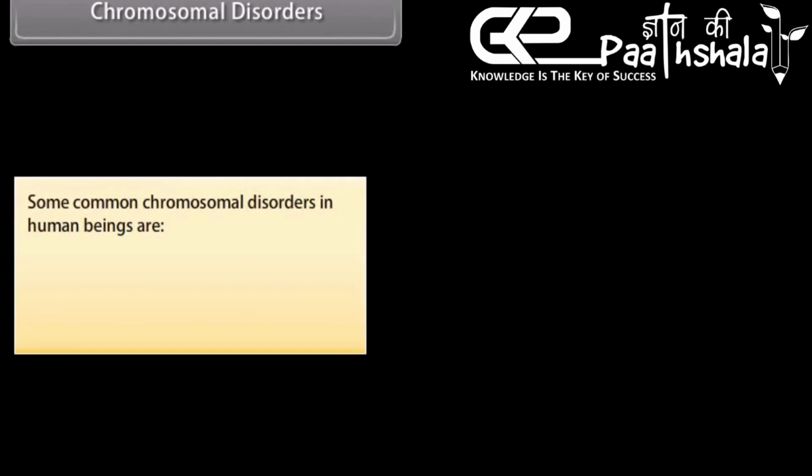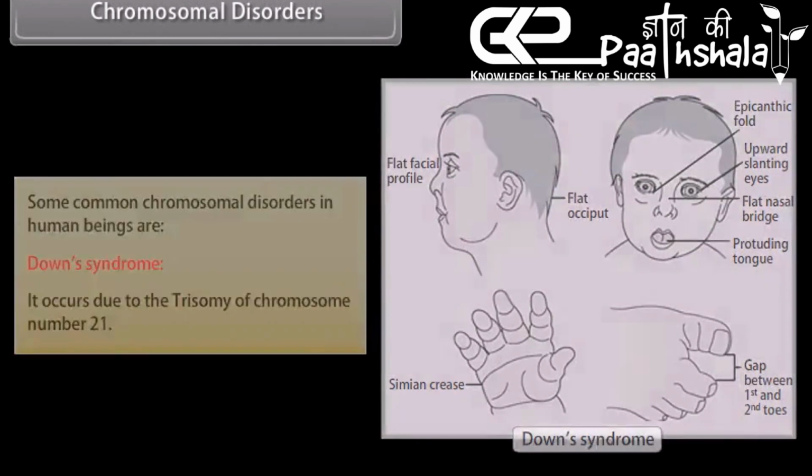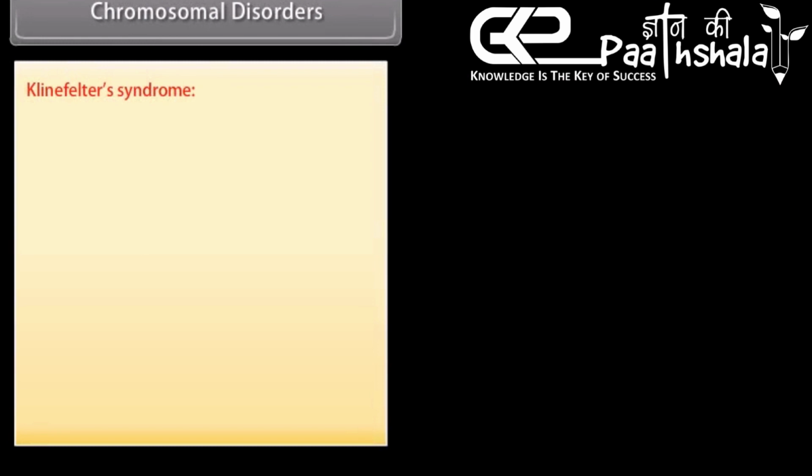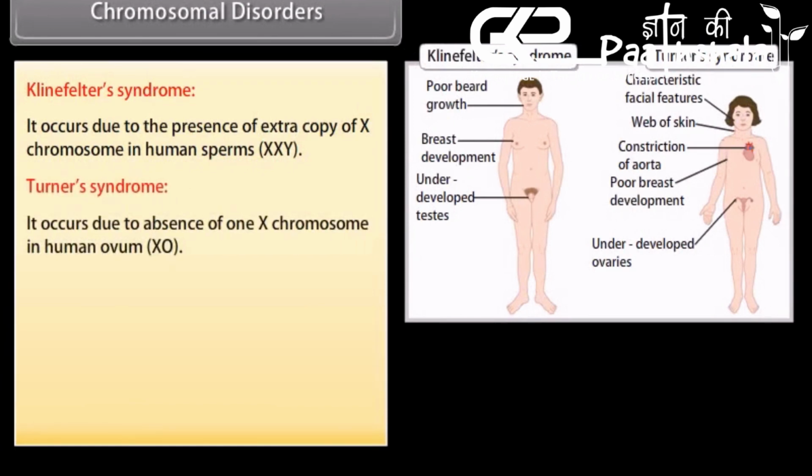Chromosomal disorders. Some common chromosomal disorders in human beings are Down's syndrome. It occurs due to the trisomy of chromosome number 21. Klinefelter's syndrome. It occurs due to the presence of an extra copy of X chromosome in human sperms, XXY. Turner's syndrome. It occurs due to the absence of X chromosome in human ovum, XO.